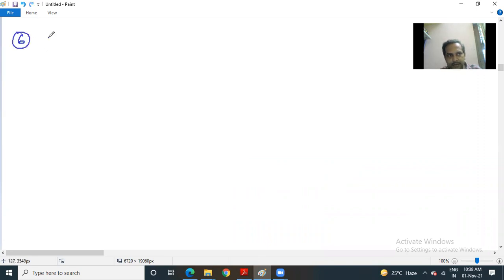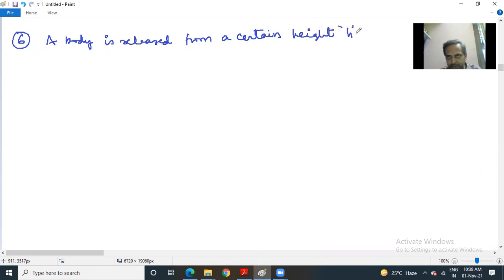A body is released from a certain height h. If g vanishes in the midway, g vanishes means g disappears in the midway.